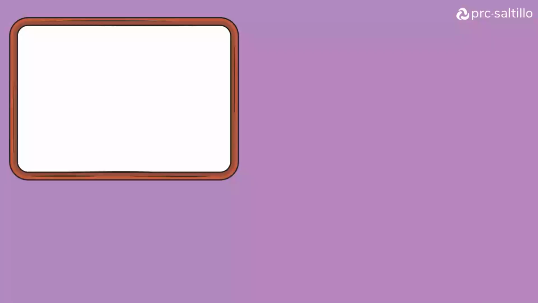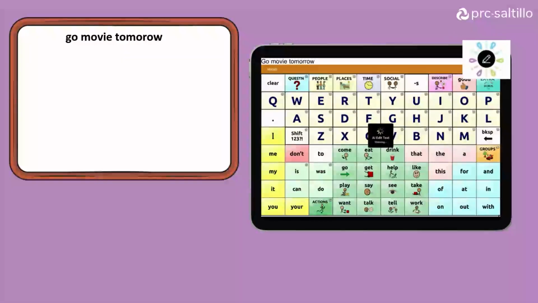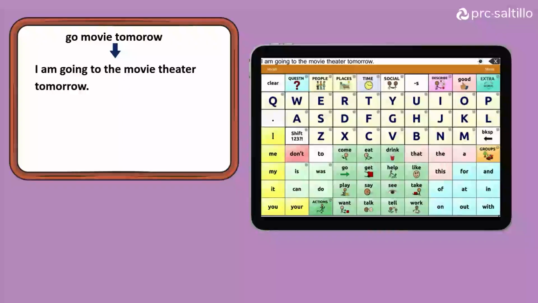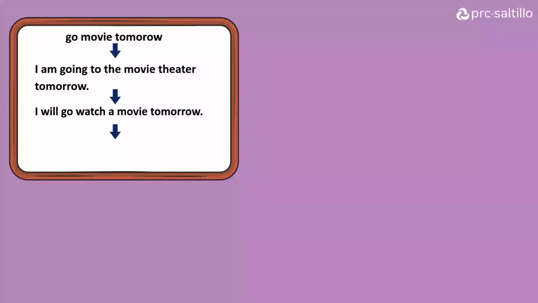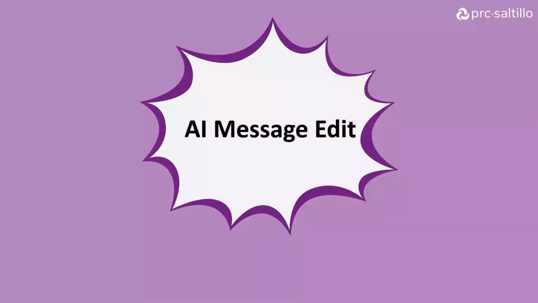Beyond everyday communication, AI Message Edit can also support teaching activities by showing what changed and then having the AAC user create a few similar messages using the same pattern. These are just a few ways AI Message Edit can be used. It's a feature designed to help AAC users communicate clearly, confidently, and quickly. Try it during real communication moments and see what you discover.